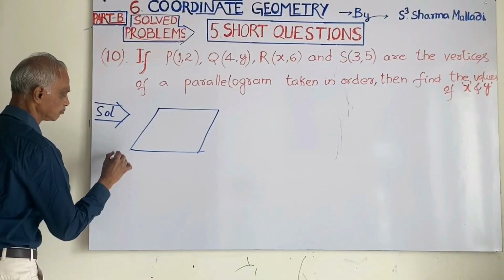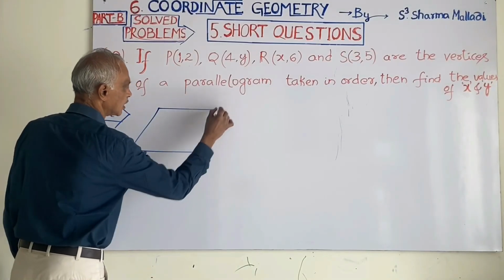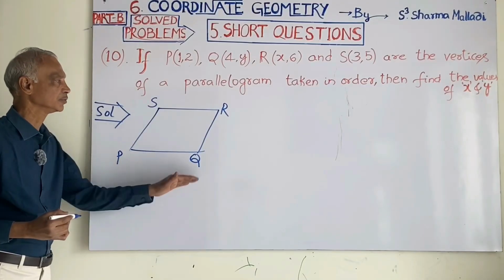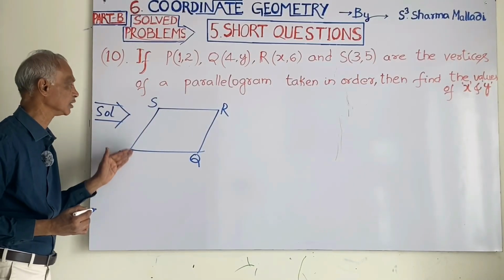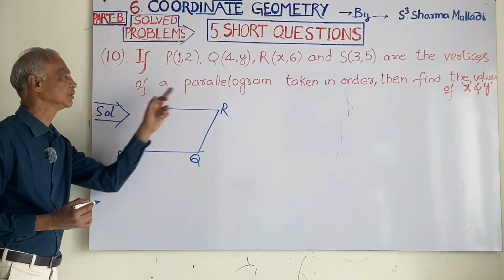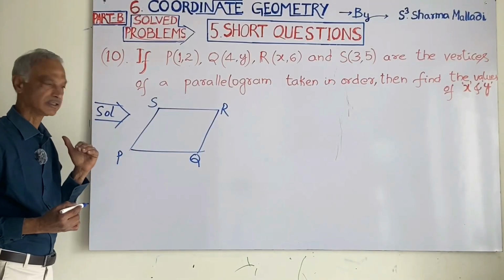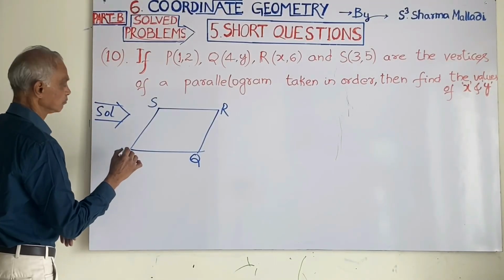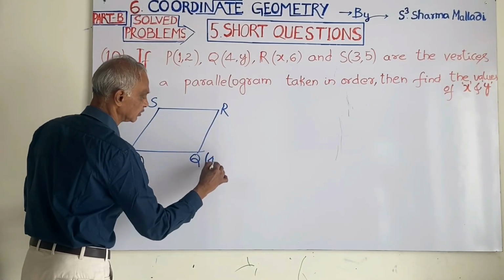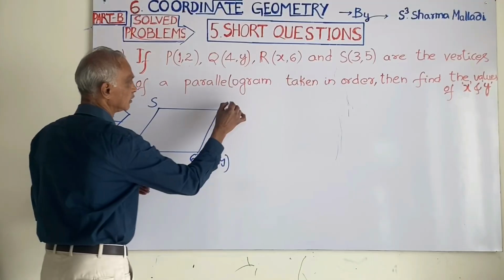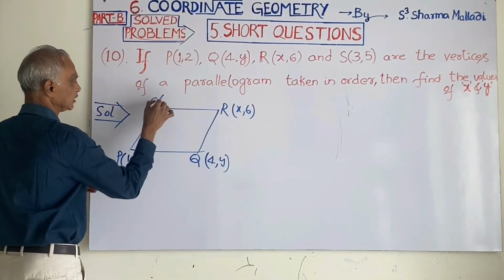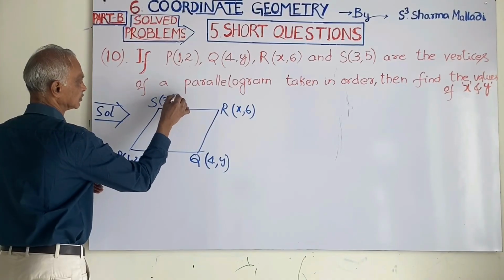Now you have to take P, Q, R, S in order. You should not take P, Q, R, S like that. You have to take in order. What is P? Point P is (1, 2), Q is (4, y), R is (x, 6), and S will be (3, 5).